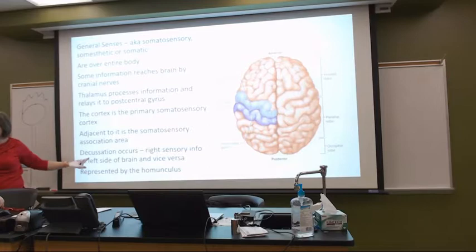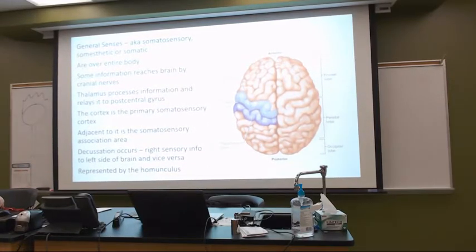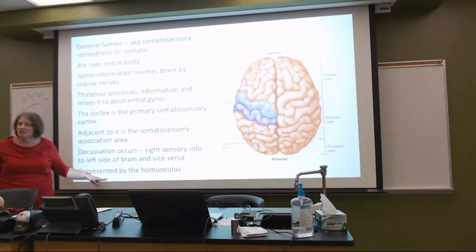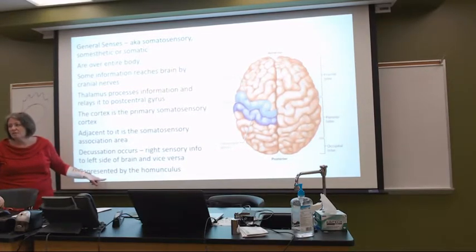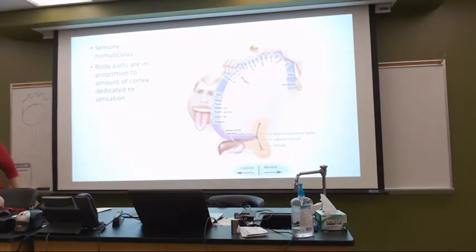Here's the cool thing. Decussation for the general senses of the body occurs. So sensations that are on the right, as they enter, they cross over to the left, and vice versa, which is kind of cool. They represent sensory information using something called a homunculus. Tiny man.